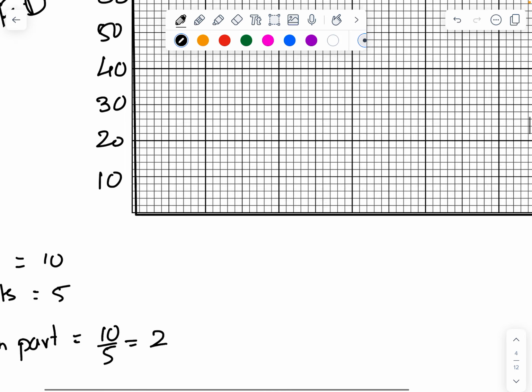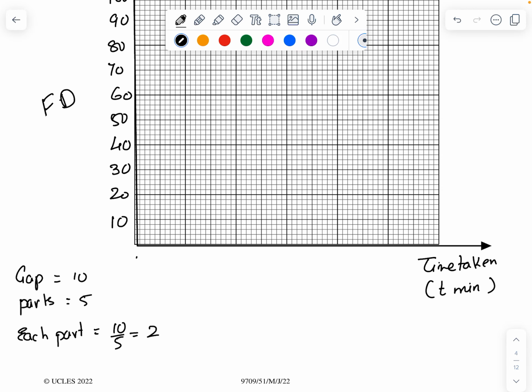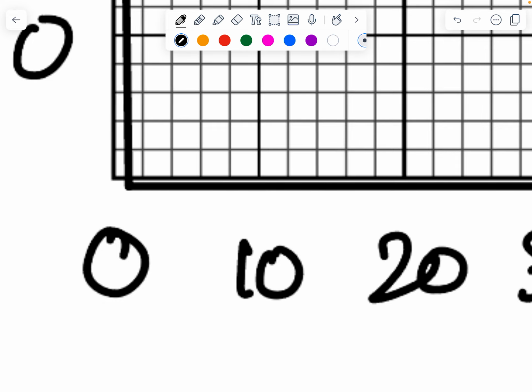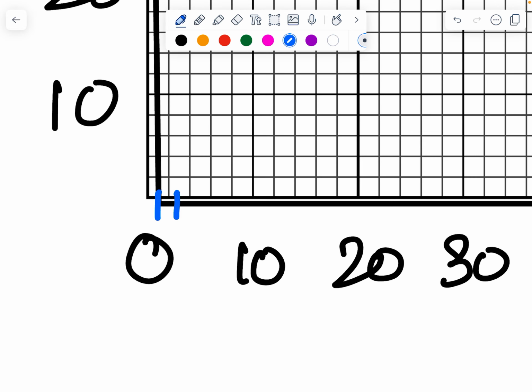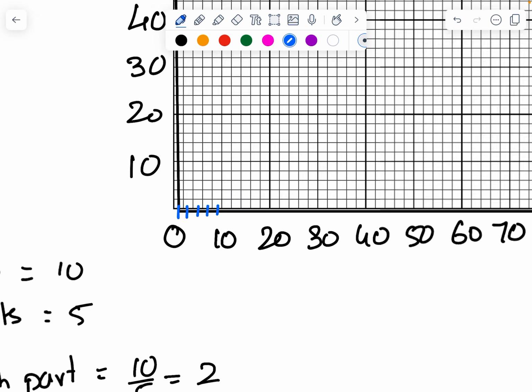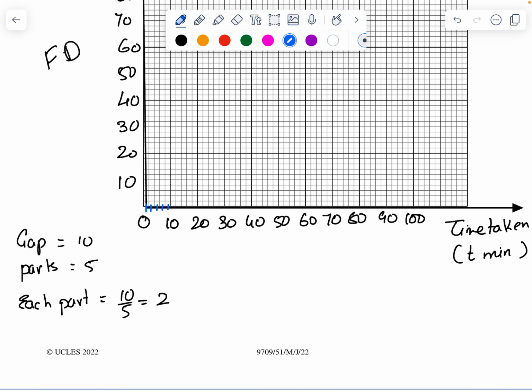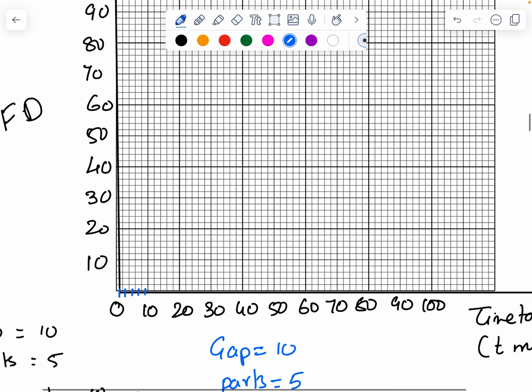Now for time, I am going to take the same 0, 10, 20, 30, 40, 50, 60, 70, 80, 90 and 100. Here also we can see that 1, 2, 3, 4, 5 parts are there. The gap is 10 and the parts equal 5. So each part is going to be 10 divided by 5, which is 2.